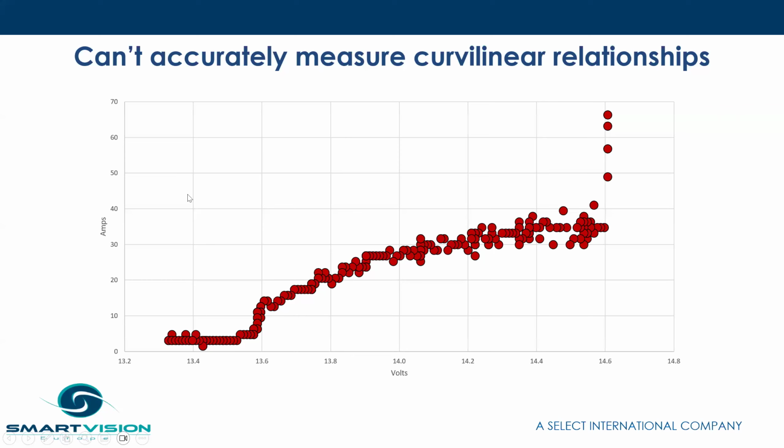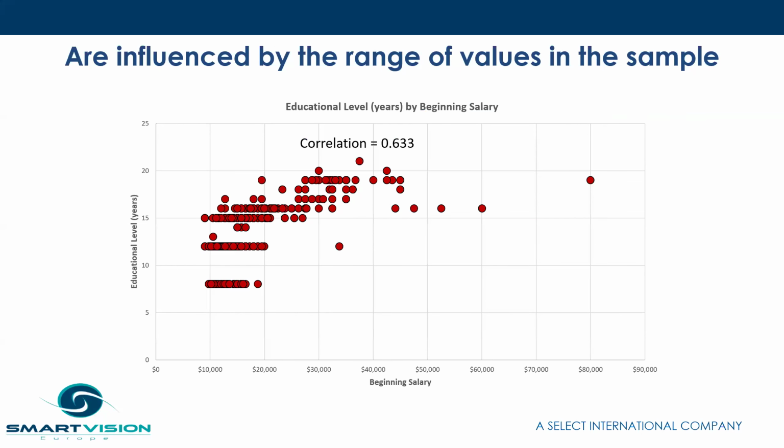The other thing is, as we know, they don't always accurately measure curvilinear relationships. So sometimes people change the data or take square roots of that to try and deal with that, or they use Spearman's rank, which is a kind of simplification of a correlation, to rank them in order to get around the limitations of curvilinear relationships. They are influenced by the range of values in a sample. Here we have a correlation of education levels against beginning salary. The correlation is 0.633.